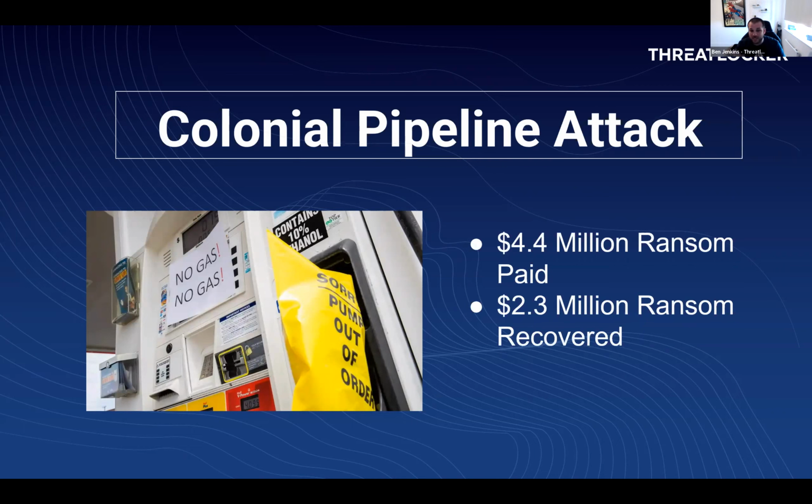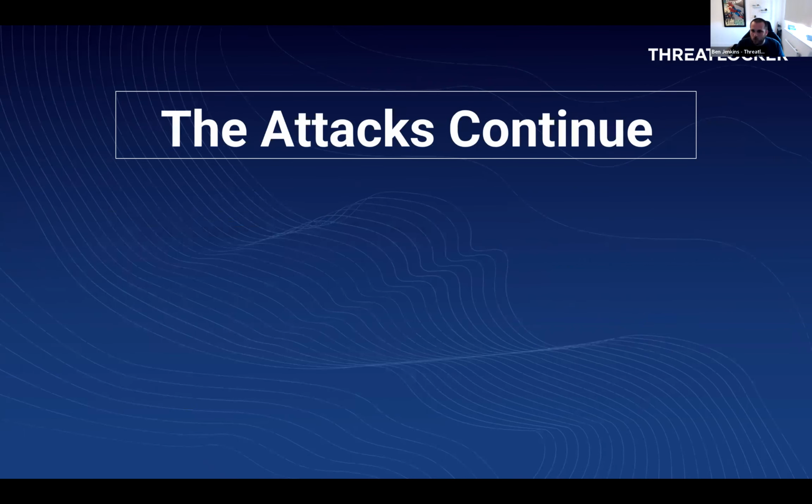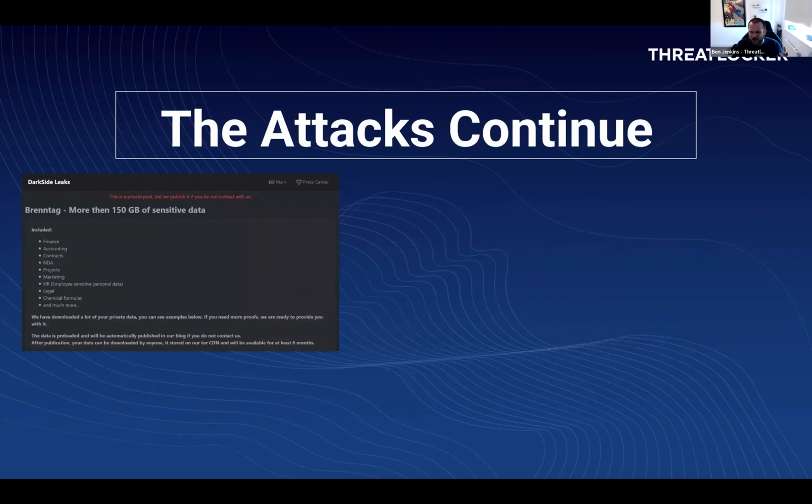Now, since then, DarkSide have gone ahead and disbanded, which is very interesting, right? As to if they have disbanded, we don't know. They say they have, but the attacks have continued. We talk about Brenntag. Brenntag are, I believe, a large chemical distribution firm. They had 150 gig of data that was threatened to be leaked onto the dark web. They paid out 4.4 million US dollars. The reason you probably didn't hear about this in the news is this happened at exactly the same time as the attack on Colonial Pipeline.